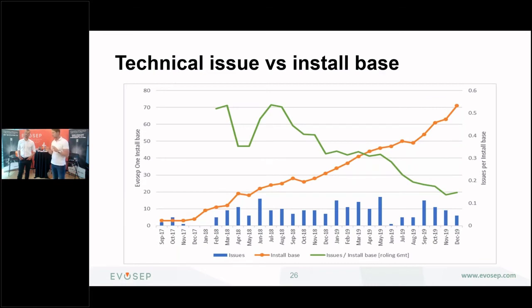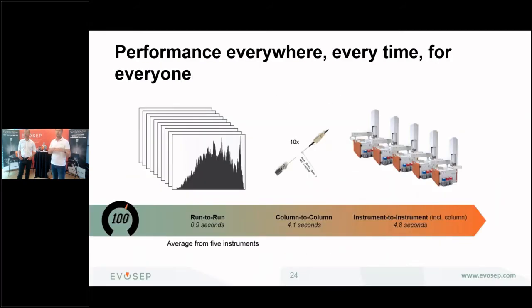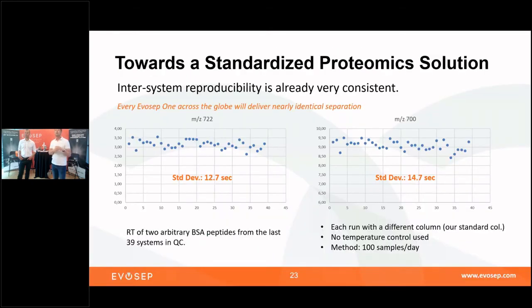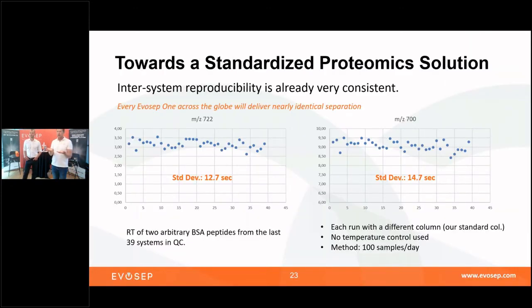Some of the things we've also looked at in the design process and the process around putting out the instrument, if you go three or four slides back in the slide deck, is the actual consistency of the product. It has been paramount to us from the get-go that the Evosep One instrument has a consistent quality and is the same from instrument to instrument, providing the same separation performance.